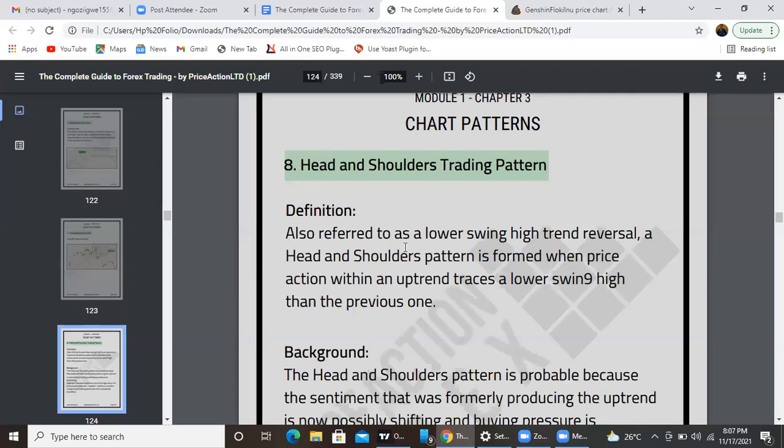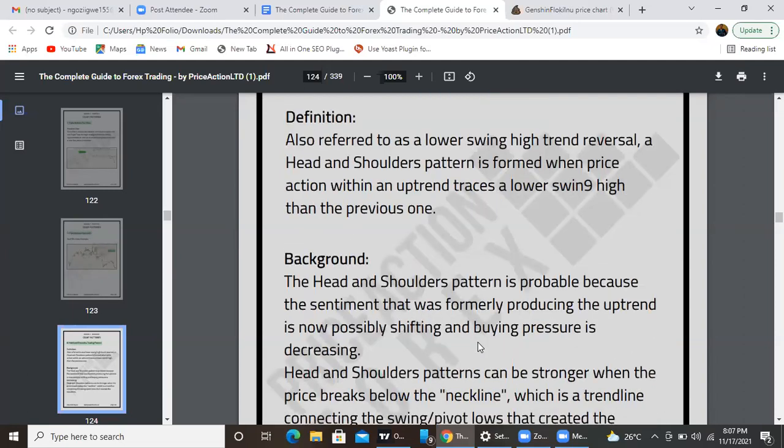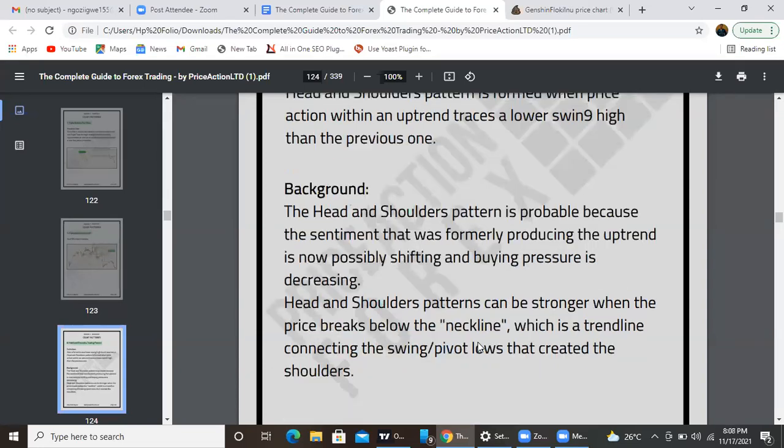Also refers to a lower swing high. A head and shoulder pattern is probable because the sentiment that was formerly producing the uptrend is now possibly shifting, and the buying pressure is decreasing. The head and shoulder pattern can be stronger when the price breaks below the neckline, which is a trend line connecting the lower pivot lows that created the shoulders.